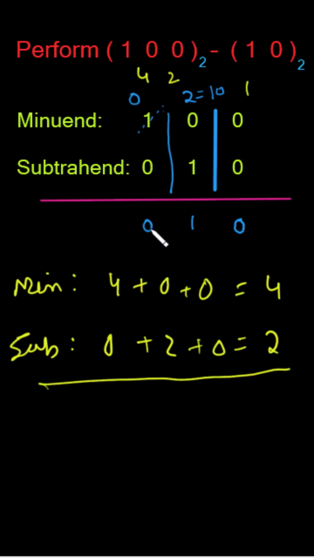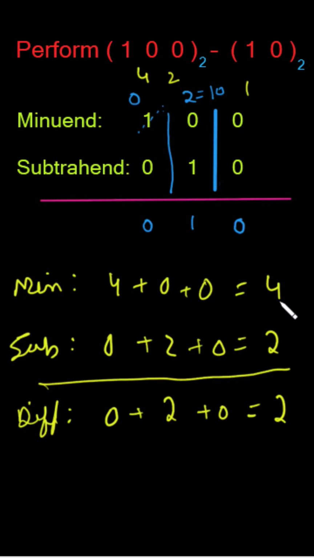Alright, now this 0 times 4 will give us 0. This is the difference. Plus 1 times 2 will give us 2. Plus 0 times 1 will give us 0. So by adding, this one gave us 2. And you can also see that 4 minus 2 will give us 2.